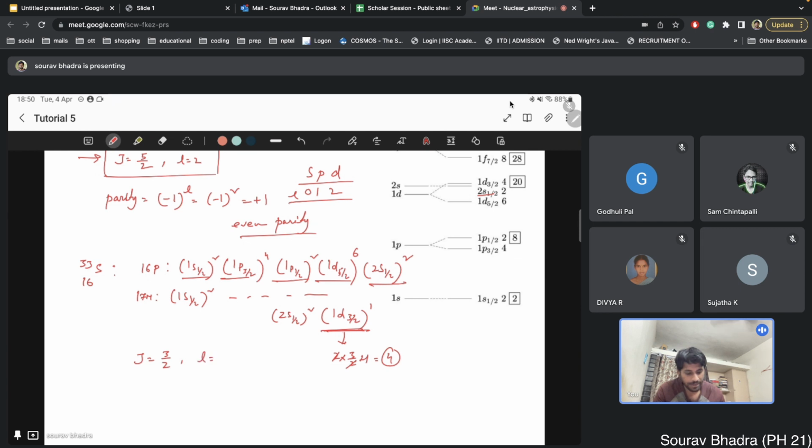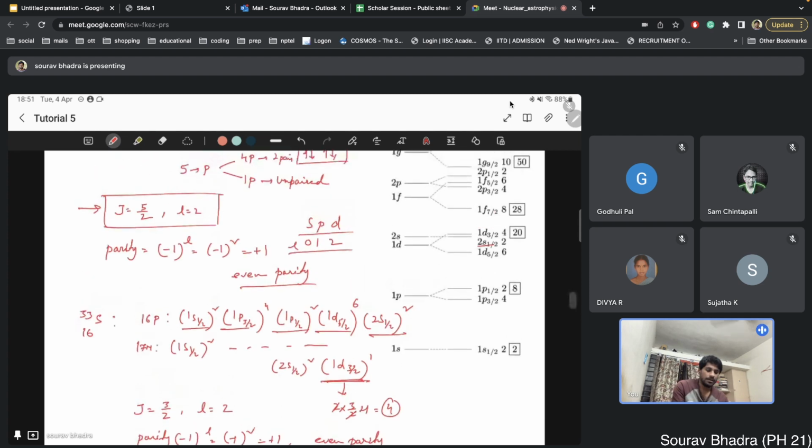The value of L is S, P, D, D corresponding to L equals 2 again, and the parity will be (-1)^L, that is (-1)^2, that is +1, again even parity. Similarly, sometimes you will find odd parity, no problem with that. But this is the method of doing this type of problem.